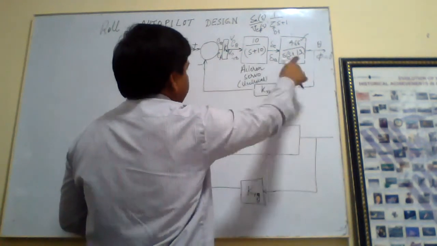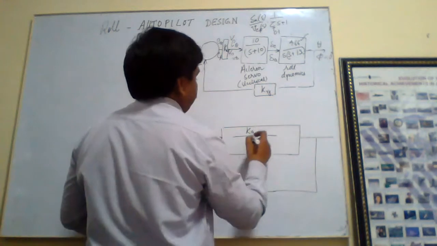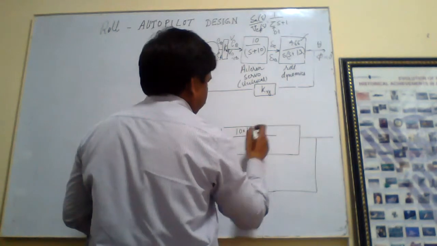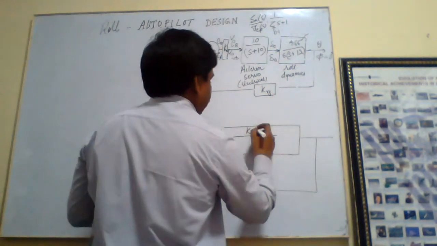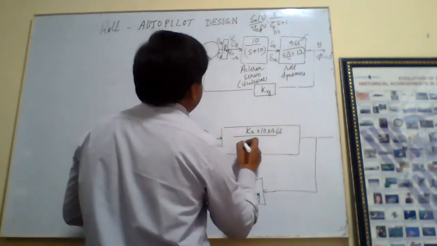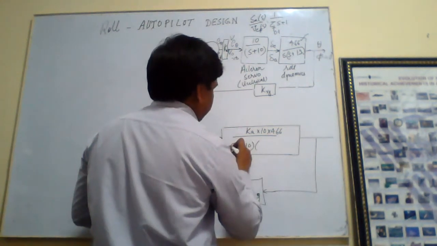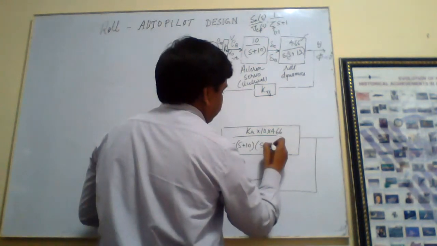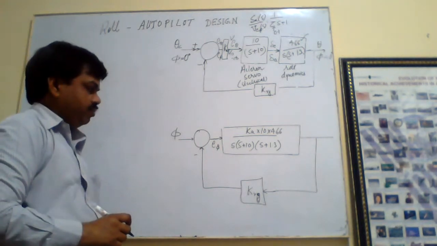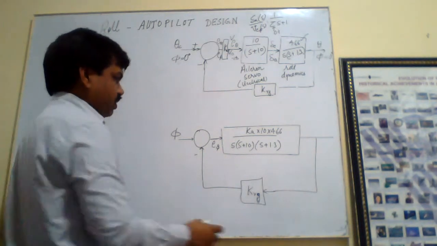Okay, and now these three blocks I am combining into one block. Since they are in series, they will simply get multiplied. So there will be Ka into 10 times 4.66 over s plus 10 into, let us take s this side, s plus 1.3, isn't it? Negative feedback. And this is negative feedback.